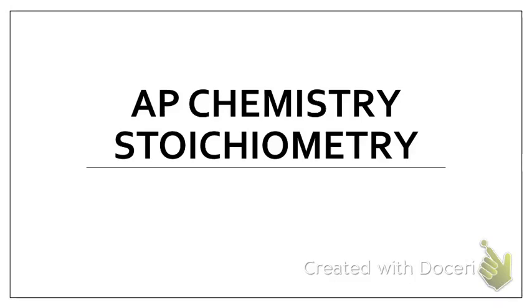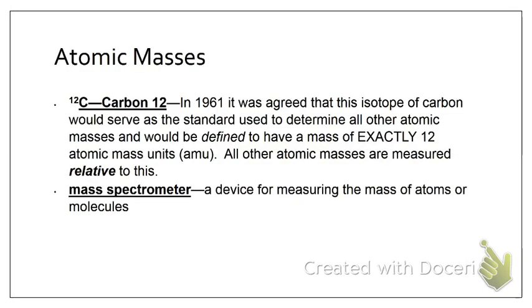Okay, so stoichiometry, here we go. Remember that when we're talking about the masses of all the elements, the standard is carbon-12. Everything else is relative to carbon, okay? They decided that a mass would be defined as exactly 12 atomic mass units of carbon, and then they did everything relative to that, okay?